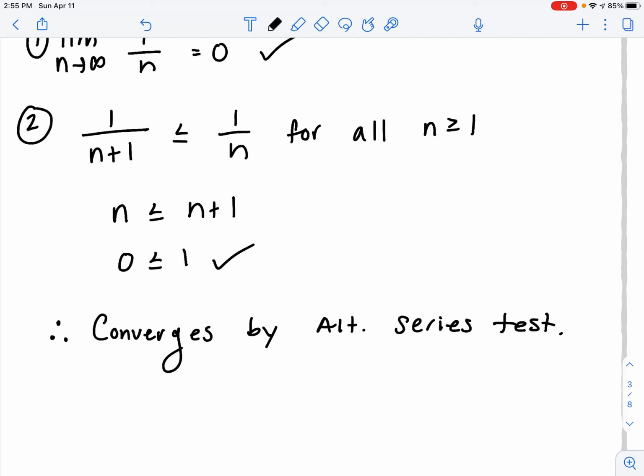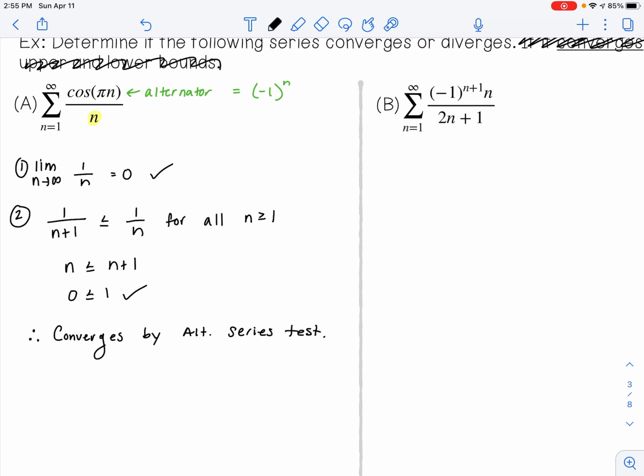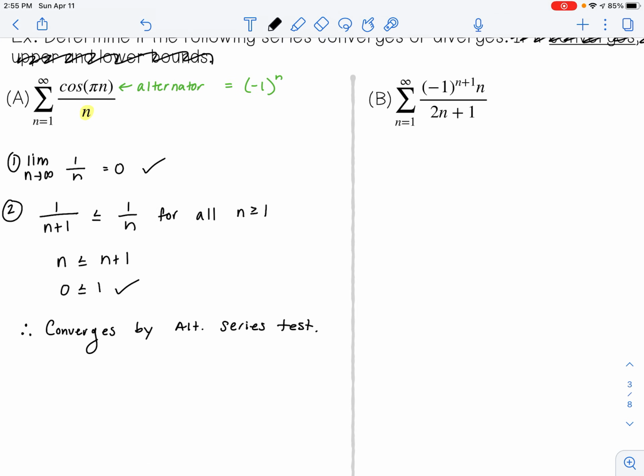So let's apply that to another scenario. So in our second scenario, it looks a little bit more intense, right? So we have our alternator here, right? -1 to the n plus 1 times n over 2n plus 1. So the first thing we're going to do is test the limit as n goes to infinity of n over 2n plus 1. So that equals 1/2, and that is not equal to 0. So we can't use this to prove convergence with the alternating series test.